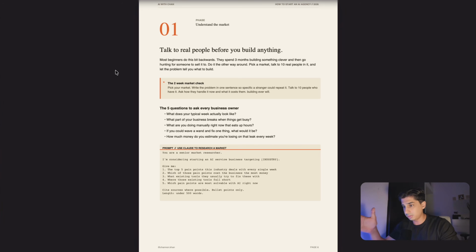They spend months building something clever and then go hunting for someone to sell it to. And it's always the case. It's like a cat and mouse scenario, which I still don't understand. They know it doesn't work and they keep doing it. But anyways, you need to do it the other way around.